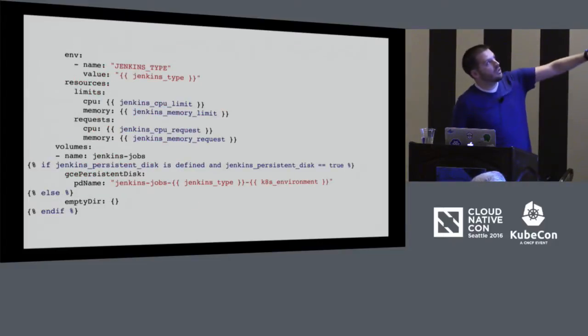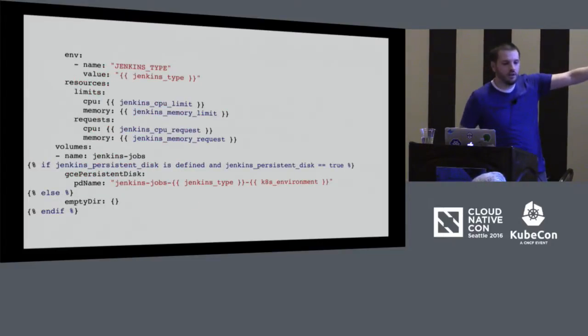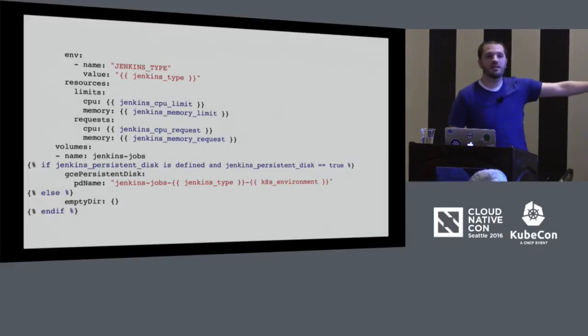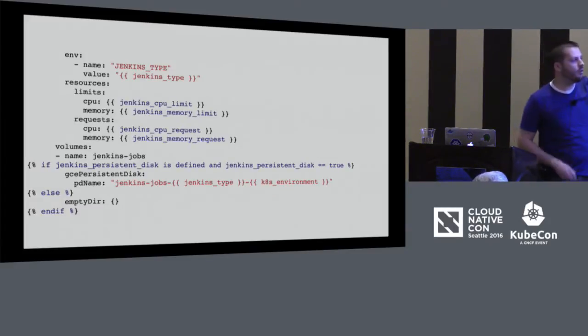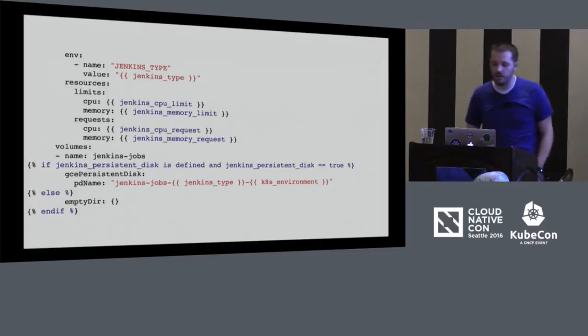And this is what it looks like. So this is just a snippet of inside of a configuration file for Kubernetes. So we're able to configure our limits and requests, and also the Jenkins type, so public or private, and whether or not we're using a persistent disk, which we use for our staging and prod, or something like dev, where we use our empty directory.